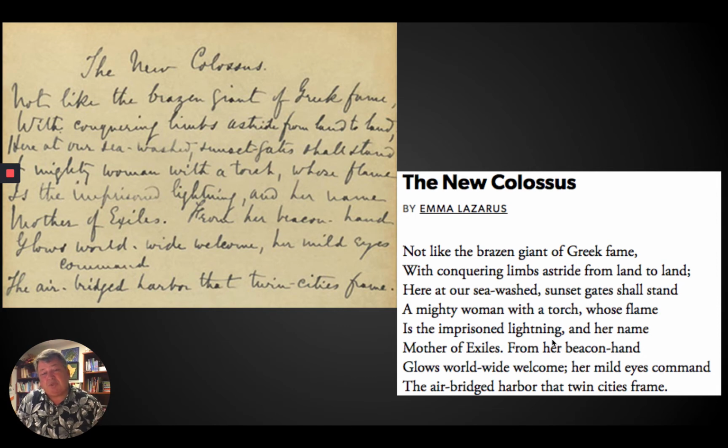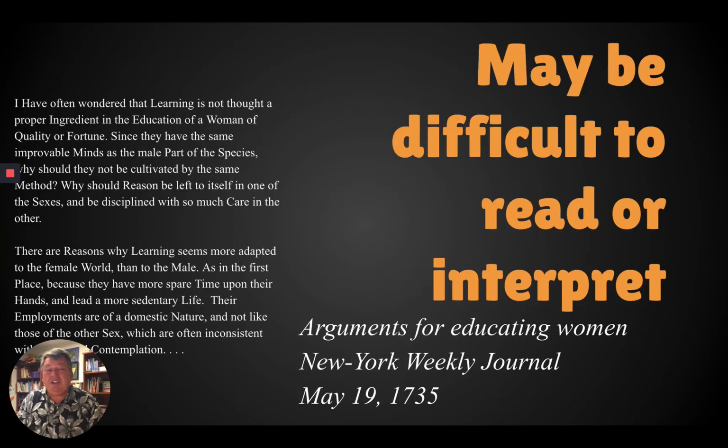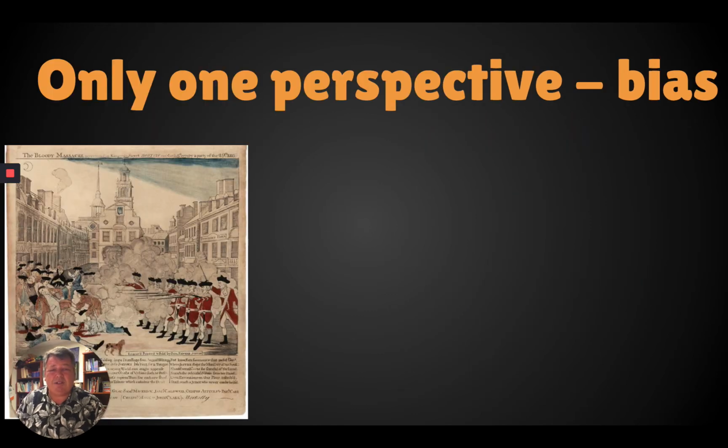So some problems with primary source documents. And you know what? Even if you translate them, look at the language on this. This is an argument for educating women in 1735. And look at the language in 1735 and tell me if you think that any 3rd, 4th, or 5th grade student is going to understand that. It's going to be really hard. So think about those things.